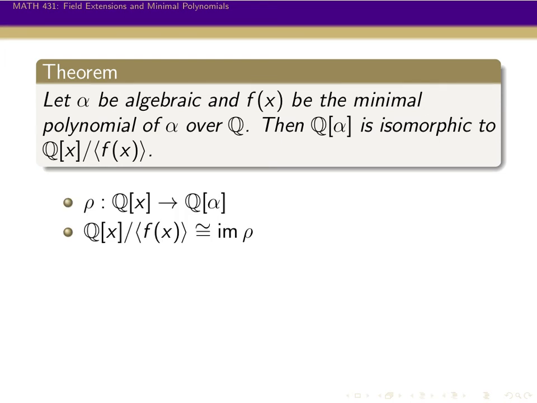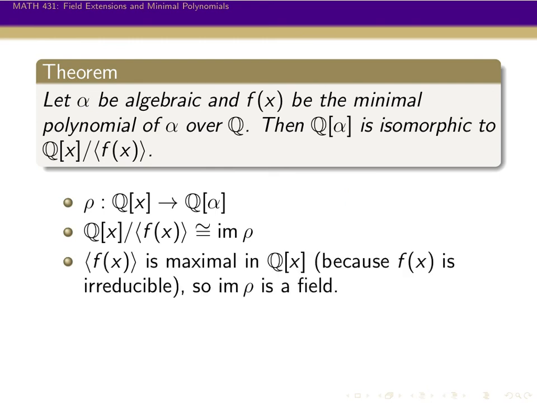So repackaging everything here, we have rho from Q adjoin x to Q adjoin alpha, where x is getting sent to alpha. This is a homomorphism. The first isomorphism theorem gives us that Q adjoin x modded out by the kernel, so remember this is the kernel of rho, is going to be isomorphic to the image of rho.